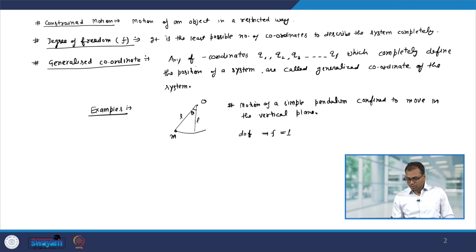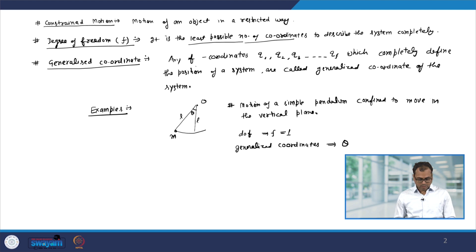And the generalized coordinate is theta. Note that it is not x and y because then you require two coordinates x and y, but here I am saying just by one theta you can define the position of the particle. So, again it is the least possible number of coordinates. Therefore, degree of freedom is 1 and the generalized coordinate is theta.